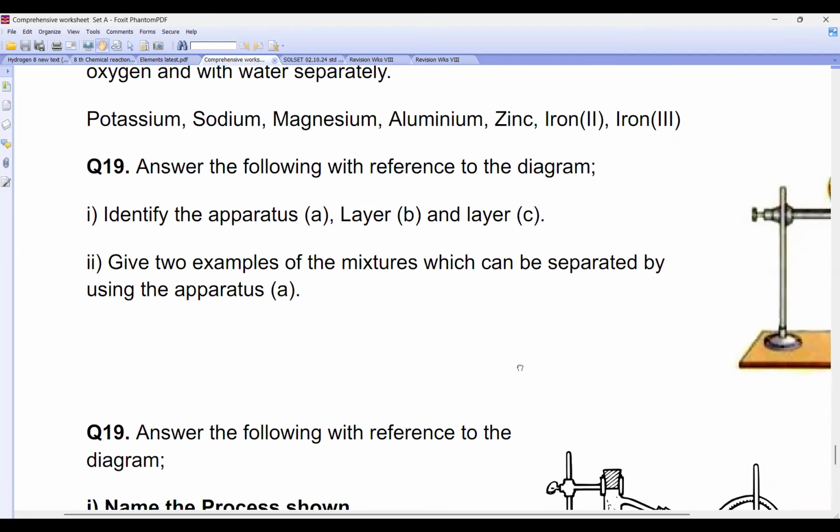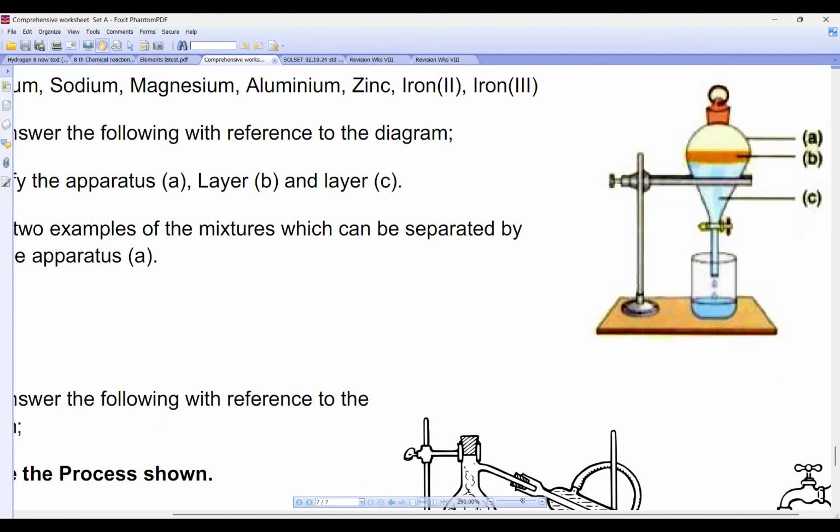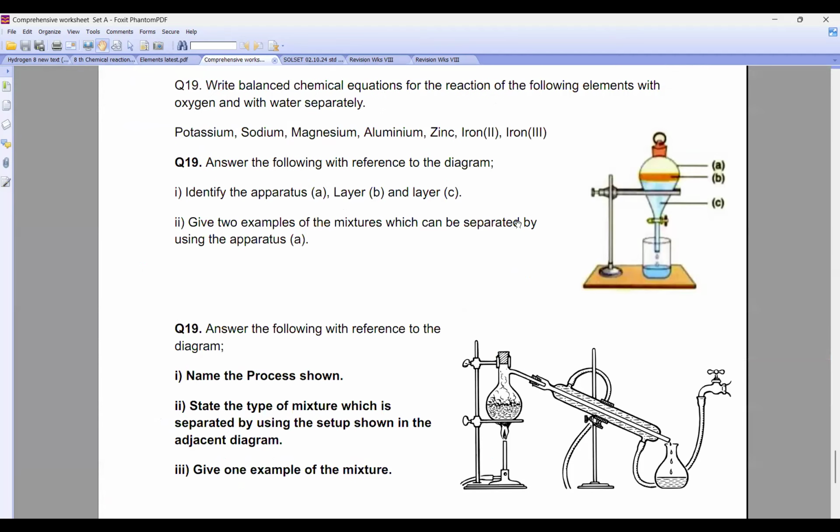हाँ, ये देखो, डायग्राम बेस्ड क्वेश्चन आ गया. ये देखो क्या बोला है: आइडेंटिफाई द apparatus. क्या है ये? Separating funnel.